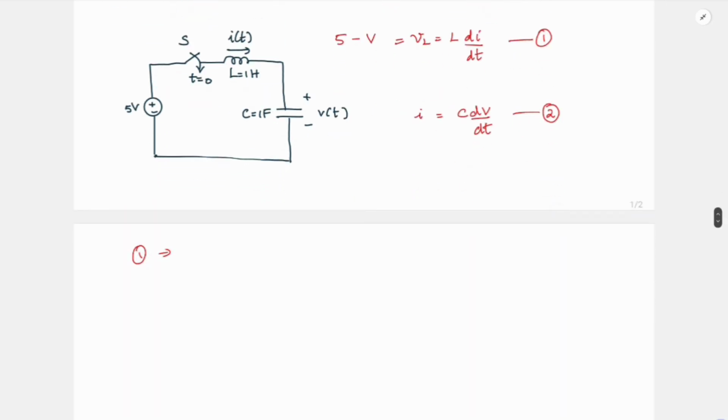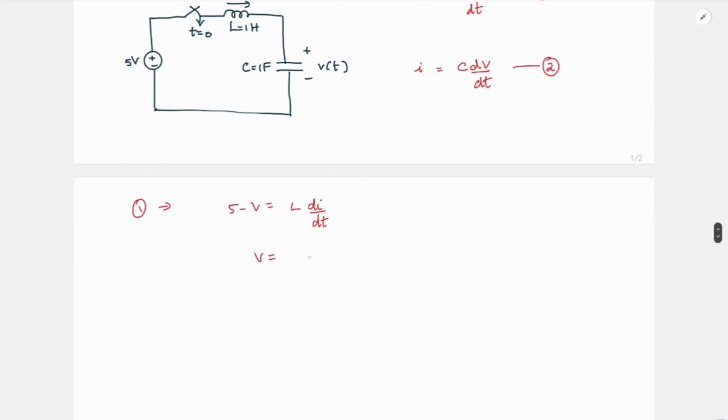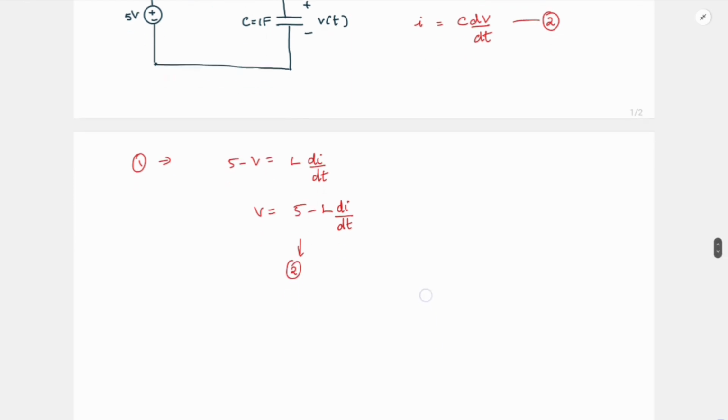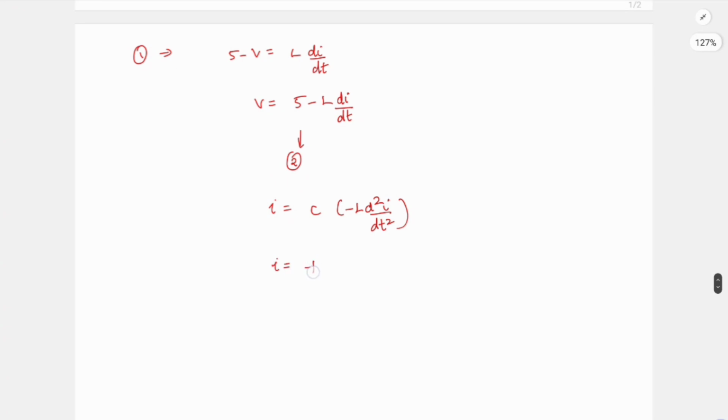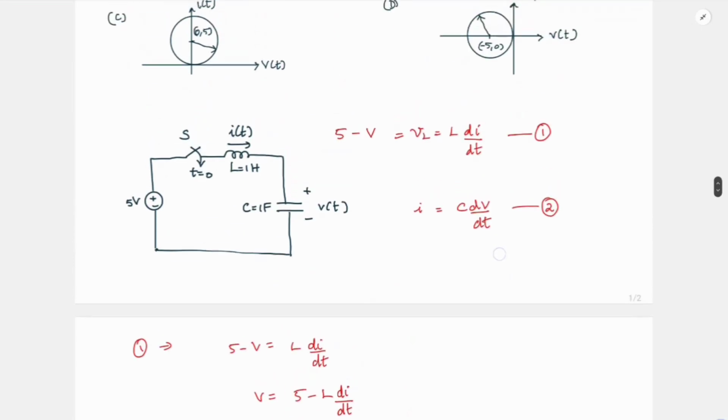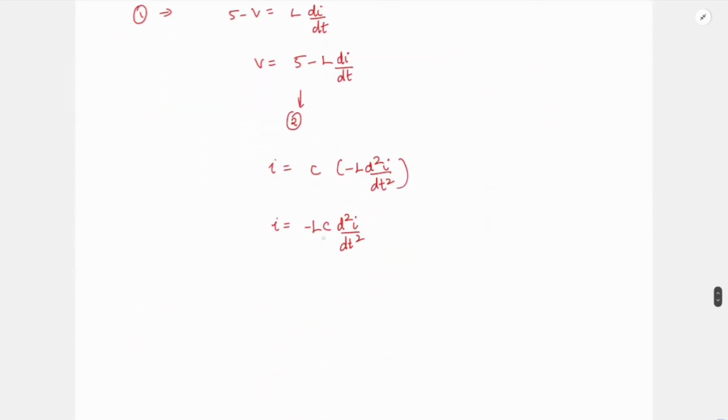From equation 1, we have phi minus V equal to L di by dt, and my V is nothing but phi minus L di by dt. Now if I put this in equation 2, I'll get I is equal to C into the derivative of this, which is nothing but minus L d square I by dt square. Phi is a constant, so that will become 0. So my I is equal to minus LC d square I by dt square. The L and C values are 100 and 1 femto, so LC is 1. If I rewrite it, I'll get d square I by dt square plus I is equal to 0.